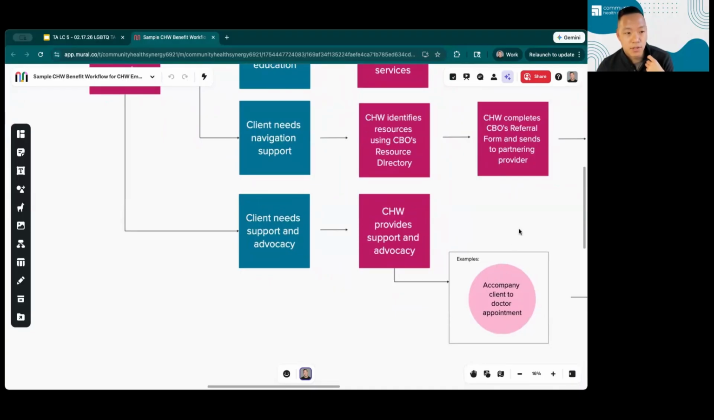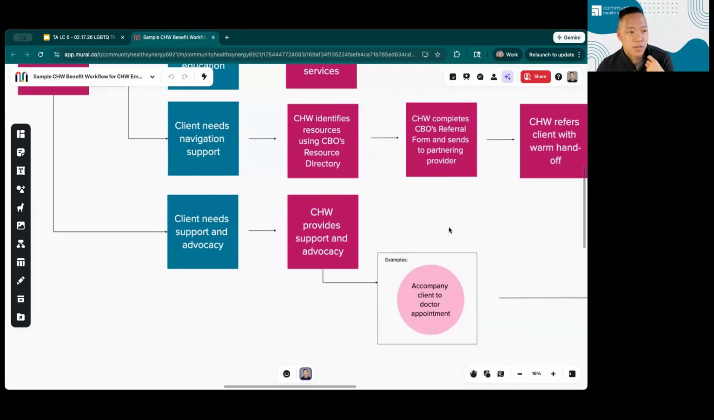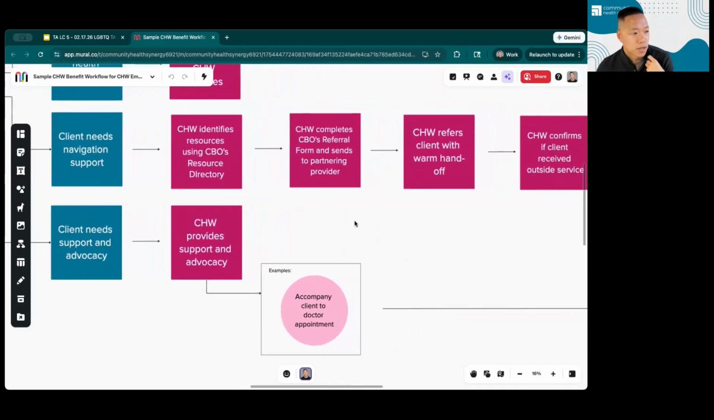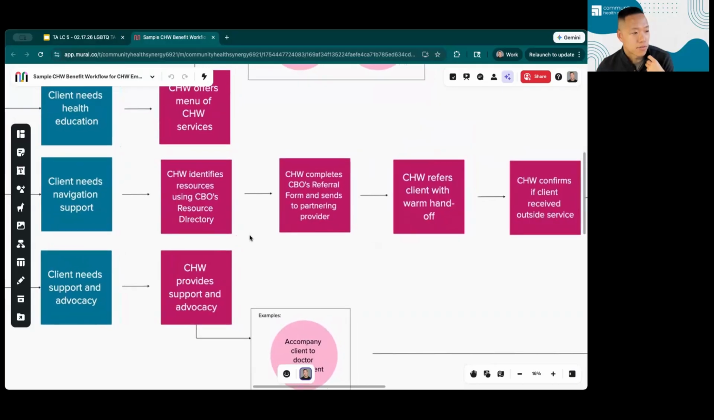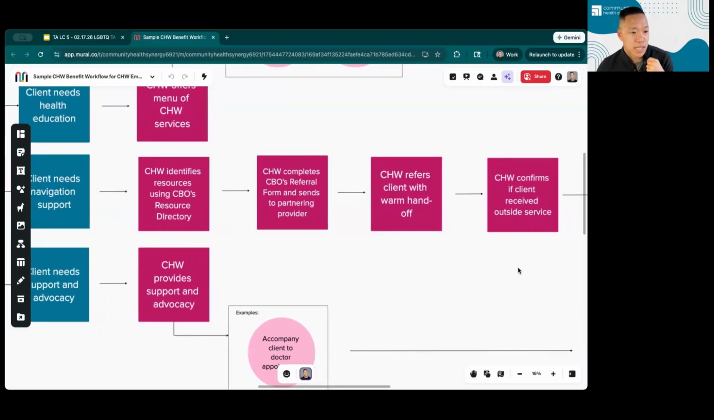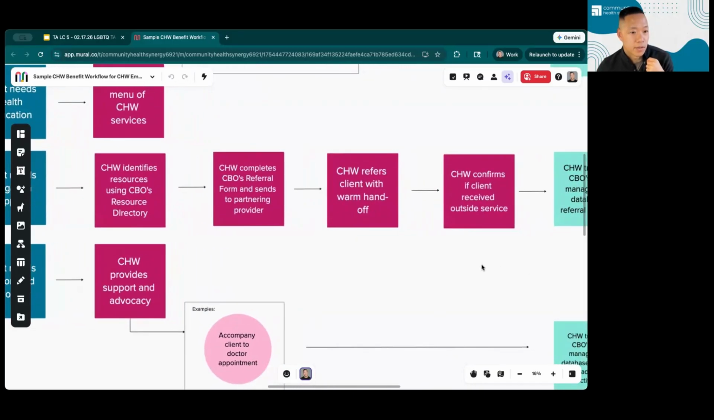doctor's appointment, for example. Going back to the navigation support, you can see that not just are you offering a resource directory, but you're completing a referral form. You refer the client with a warm handoff, and when you confirm that the client receives the outside service, then you can mark that as a successful navigation support service.